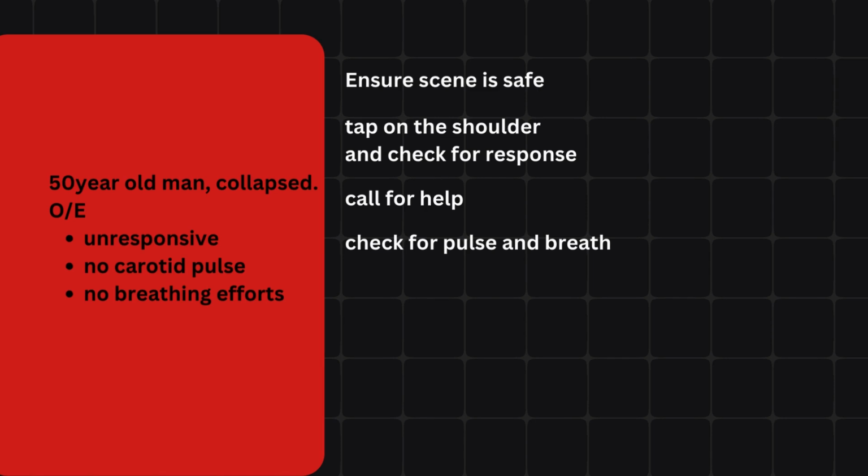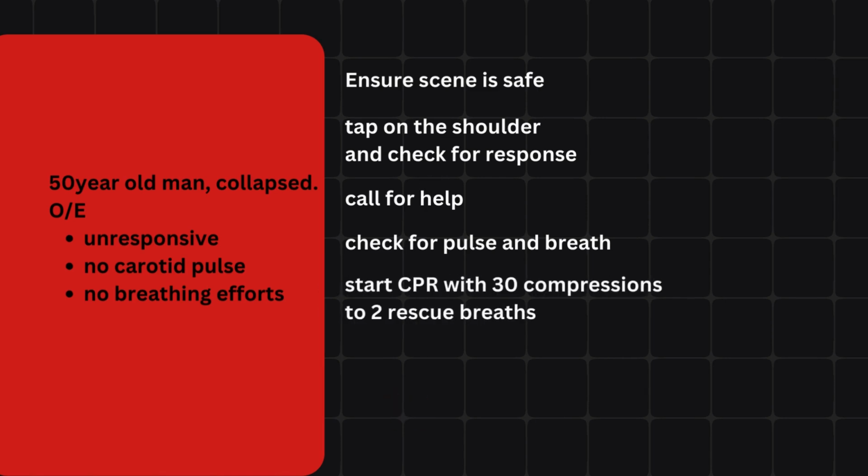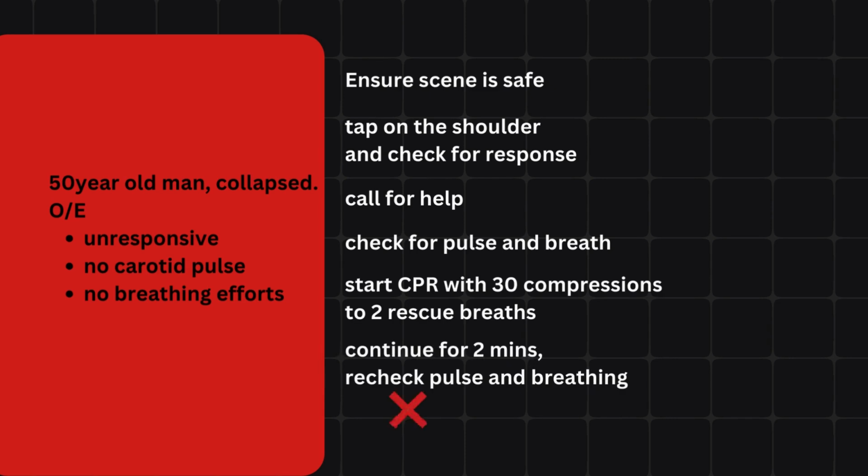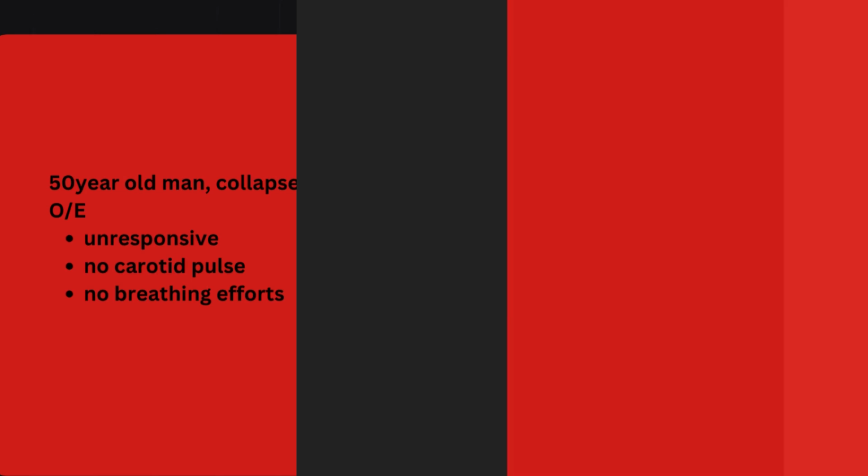Ask emergency services to bring an AED device as soon as possible. Immediately start giving high-quality CPR at a rate of 30 compressions followed by 2 rescue breaths. Continue this for 2 minutes or 5 cycles of chest compressions and rescue breaths. Once 2 minutes of compressions are done, check the patient's carotid pulse and breathing efforts. Repeat this routine till pulse comes back or till an AED device arrives.